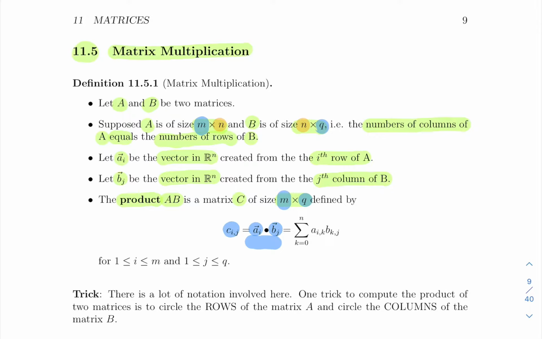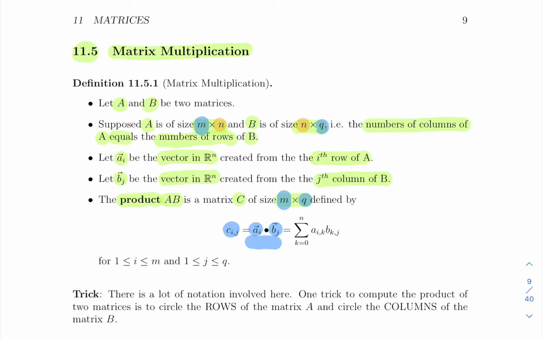So a lot of notation here. I think the best way when you're doing a product, first you need to make sure that it's defined. So you need to make sure that the number of columns of the first matrix is the same as the number of rows of the second matrix. And once this is verified, then you know the product is defined, and in order to multiply the two matrices, I find it's best to first circle the rows of the first matrix on the left side and the columns of the matrix on the right side, and then start your dot product process.